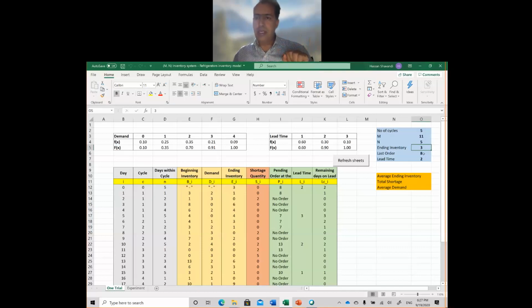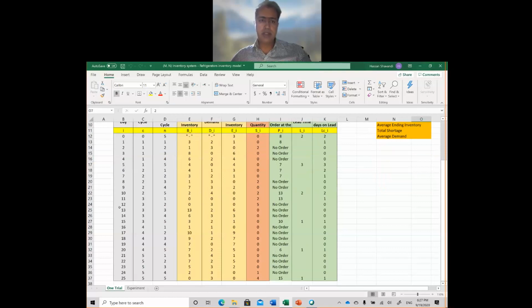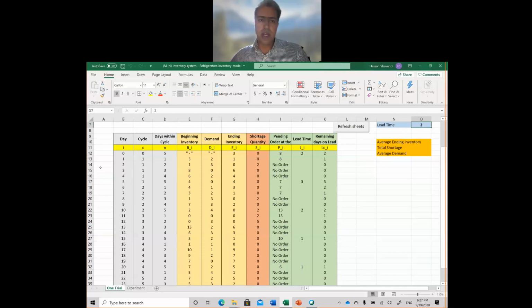We assume that we have placed an order at the end of the previous cycle, on the 5th day of the previous cycle, and its size is 8 units, and the lead time for that order is 2 days. So these are our assumptions, the initial setting for the system. We are going to simulate the system for 25 days, 5 cycles, and each cycle includes 5 days.